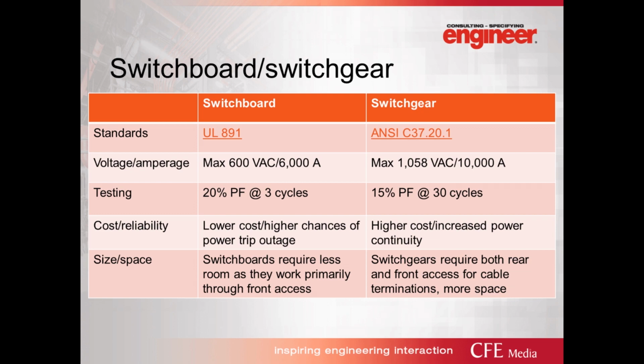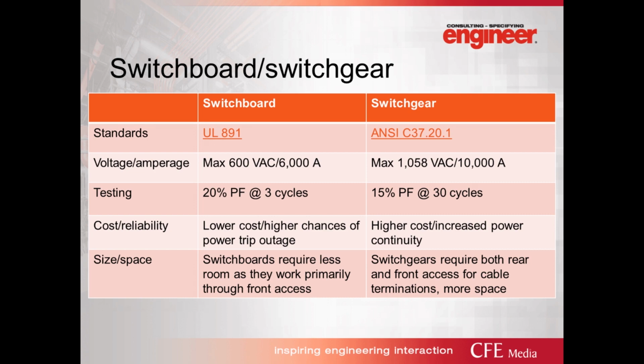The maximum voltage for switchboard is 600 volts and the bus ampere rating is 6,000 amps. For the switchgear, it's 1,000 volt plus 5.8% and 10,000 amps. And when you go into the DC designs, the switchgear goes up to 3,200 volt DC and 12,000 amps. While both are dielectric tested at 2,200 volts, there are some differences within the testing procedures. The switchboards are short circuit tested at a power factor of 20% for a duration of 3 cycles, while the switchgears are tested at 15% for 30 cycles.